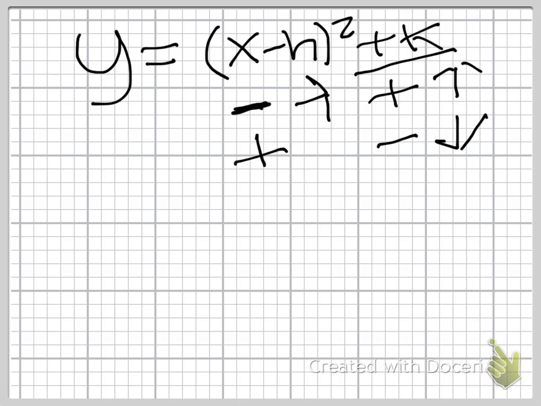And a positive number inside the parentheses will move me to the left. And we'll talk about the specifics of what h values are after that. But needless to say, if I have x minus 3 squared, I'm going 3 to the right. If I have x plus 3 squared, I'm going 3 to the left.